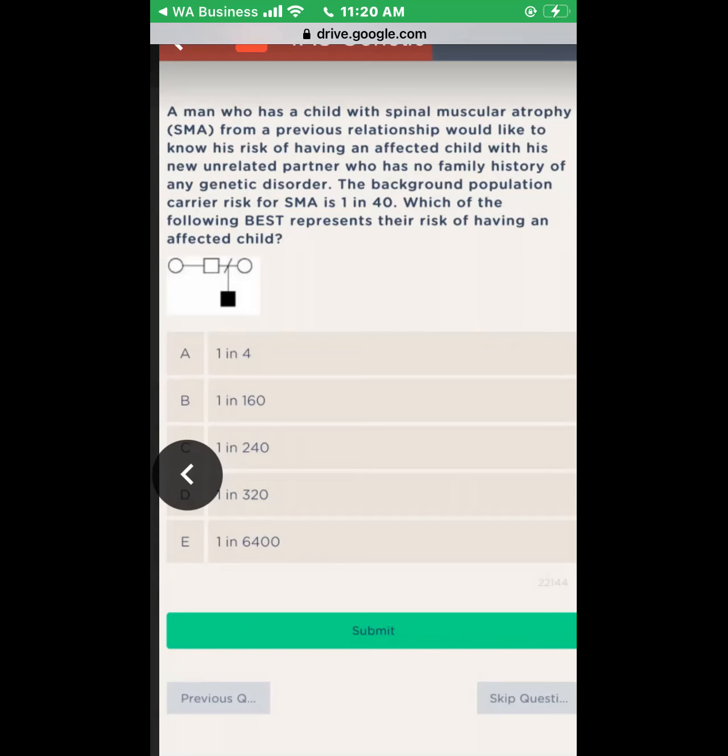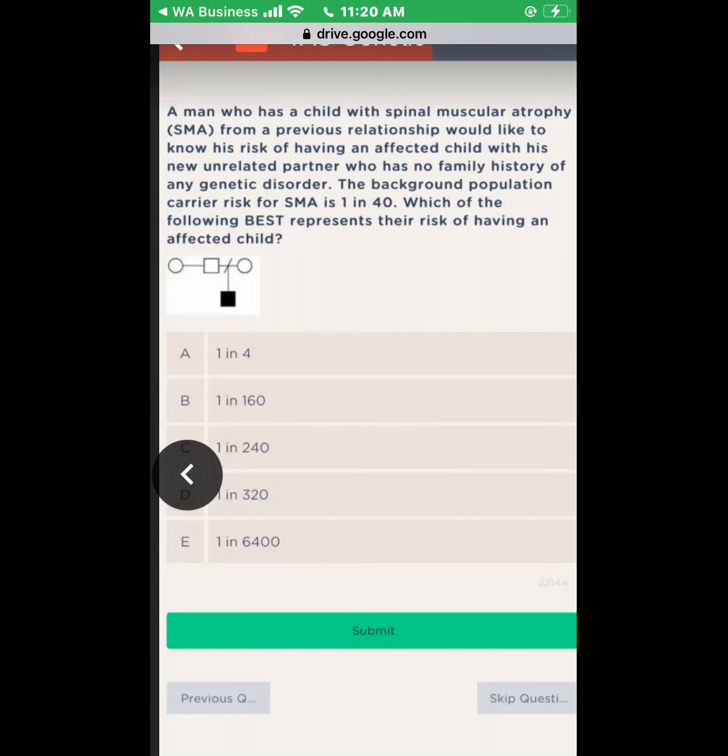So here one piece of information is given: the population chance of SMA is 1 by 40. That means without any genetic background, without any problem in the family, any normal person can be a carrier of SMA. The chance is 1 by 40. This is called population risk, population carrier risk. He can carry the gene without any family history. It is 1 by 40. Now, which of the following best represents their risk of having an affected child?